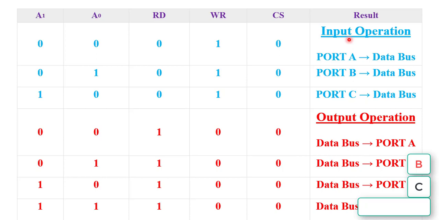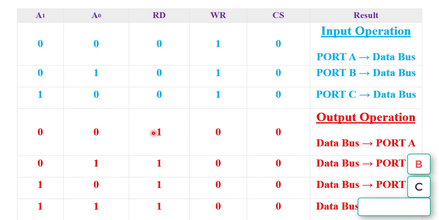In input operation, the data on port A is given to the data bus. Same here, data on port B is given to the data bus. Data on port C is also given to the data bus. So here the input operation will be performed.